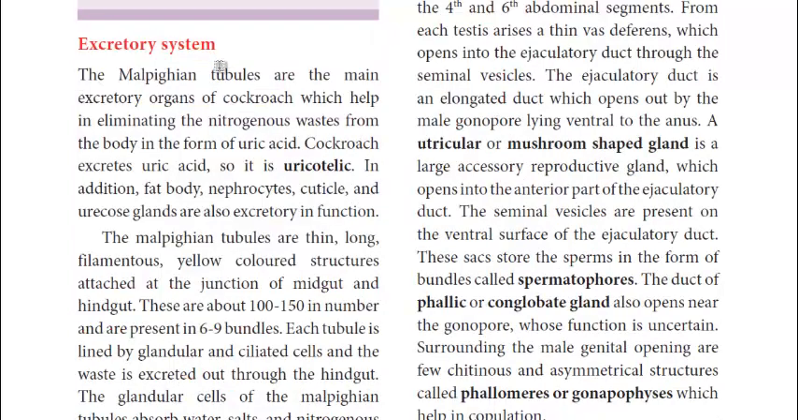The excretory system. The malpighian tubules are the main excretory organs of cockroach, helping eliminate nitrogenous waste from the body in the form of uric acid. While we were discussing the digestive system, we discussed the malpighian tubules, which are present in the alimentary canal, isn't it? Yes, they remove uric acid. So uric acid is the nitrogenous waste material of cockroach. Cockroach excretes uric acid, so it is called uricotelic.